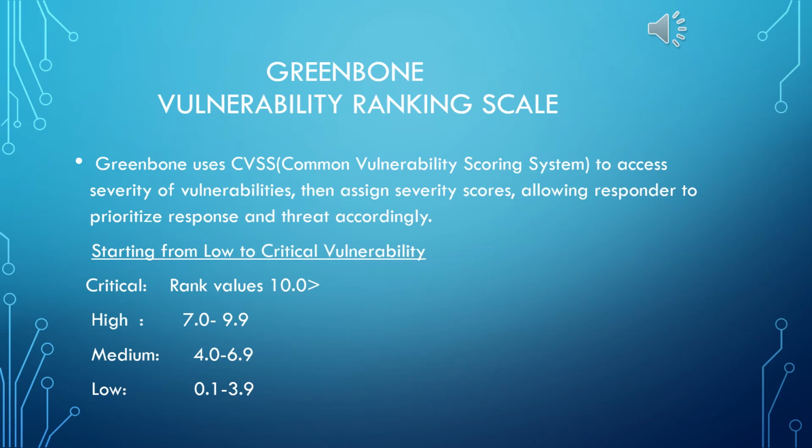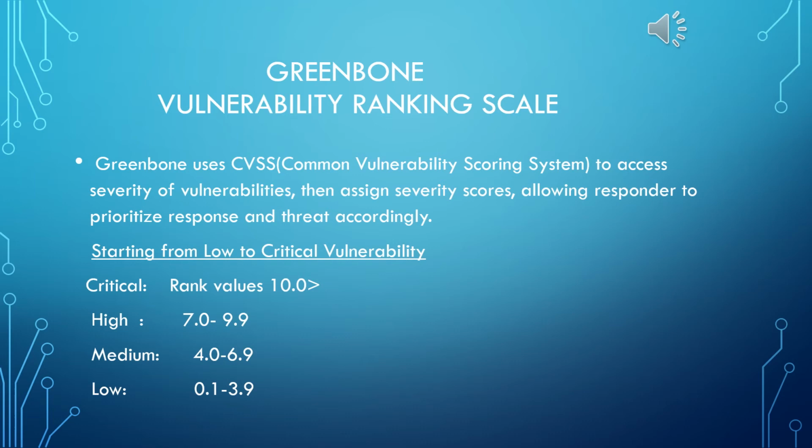Before I move on to vulnerability scan details for Windows Server and Linux Server, I want to address the vulnerability ranking scale. Greenbone uses CVSS, which stands for Common Vulnerability Scoring System, that assesses severities for vulnerabilities and then assigns severity scores, allowing responders to prioritize and respond to the threat accordingly.